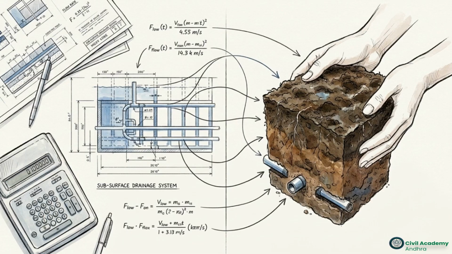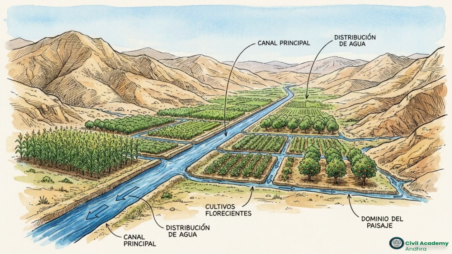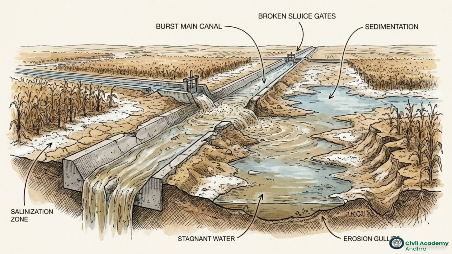Designing these lifelines requires perfectly balancing the mathematics of supply with the physical realities of soil drainage. Get it right, and a barren region thrives. Get it wrong, and you drown the very crops you're trying to save.